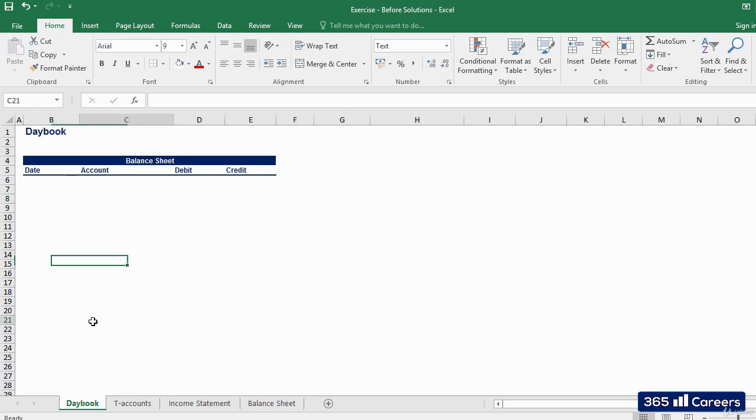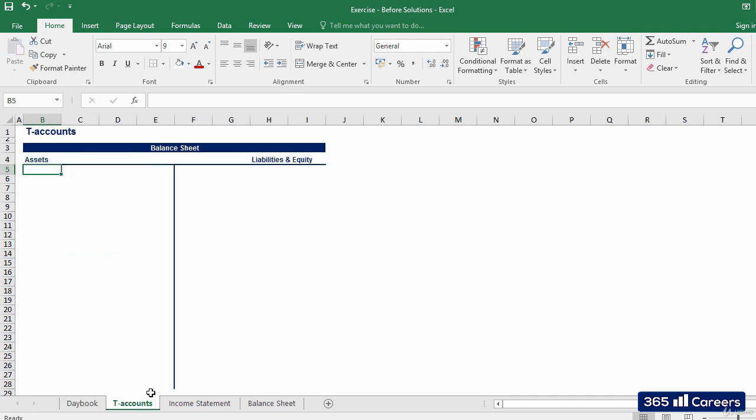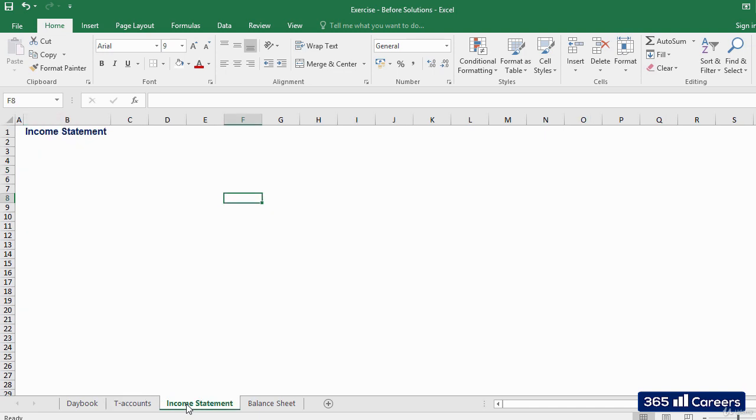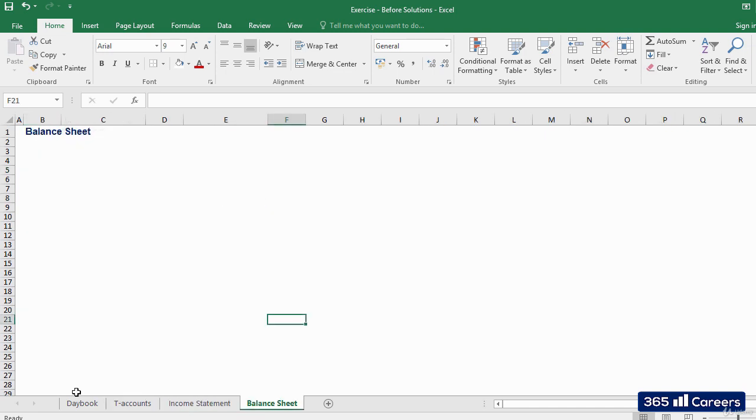We won't apply any complicated Excel formulas. The first sheet will contain daybook entries. In the second sheet, we will draw the respective T accounts. And in the third and fourth sheets, we will have our complete financial statements.